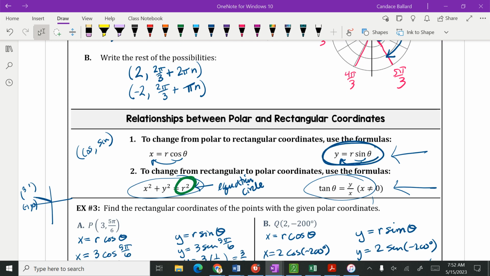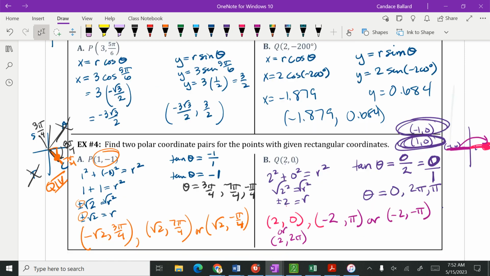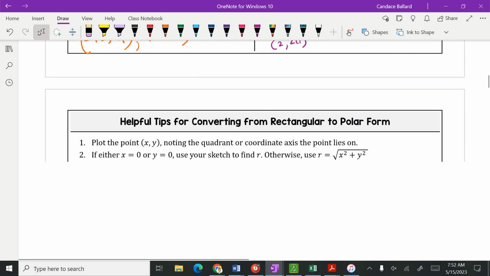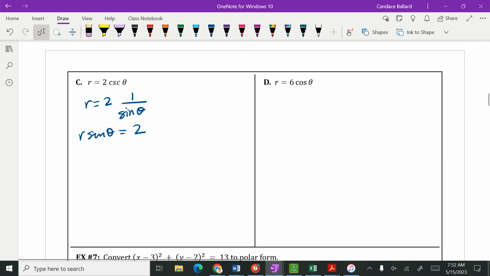So anytime I see r sine theta, I can substitute in the y. So that's why I was trying to find that, right? If I find that, I know I've got y. All right, so all I'm going to write is y equals 2. It's a horizontal line. Picture of a horizontal line.